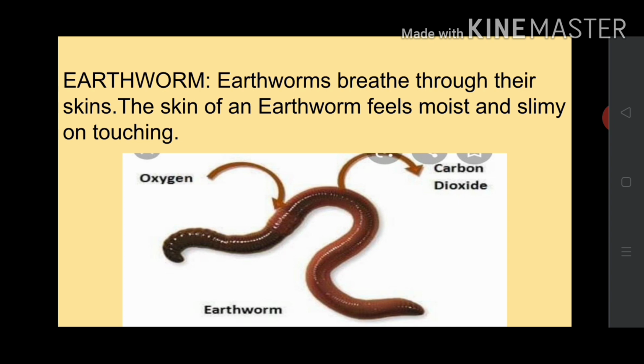Though frogs have a pair of lungs like human beings, they can also breathe through their skin, which is moist and slippery. Frogs and earthworms have their skin moist and slippery. So these animals can breathe through their skin.